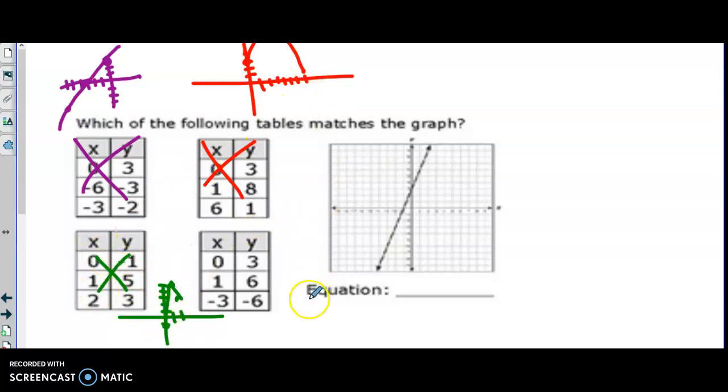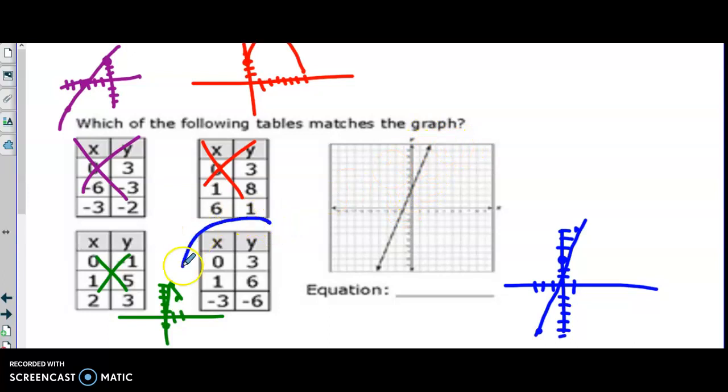And then lastly, if I sketch this one, I'm going to do it over here because I'm out of room. I have a point at 0, 3, 1, 6, and then -3, -6. And this line actually does match up with this one. So this is the correct t-table.